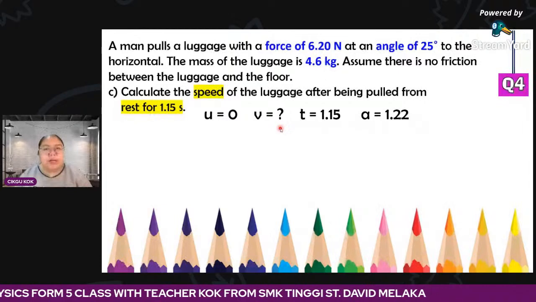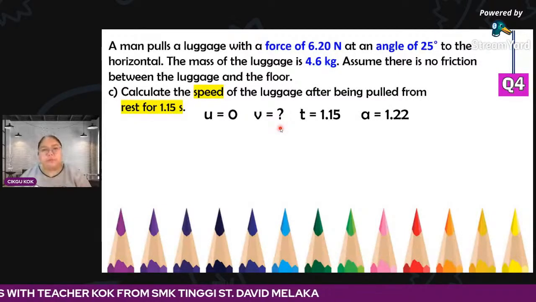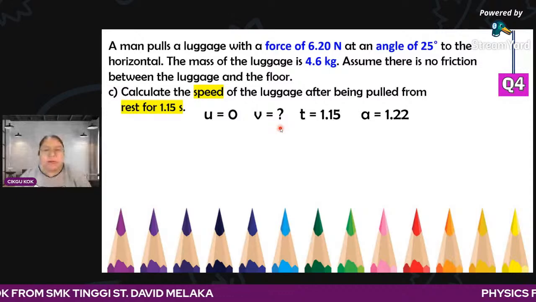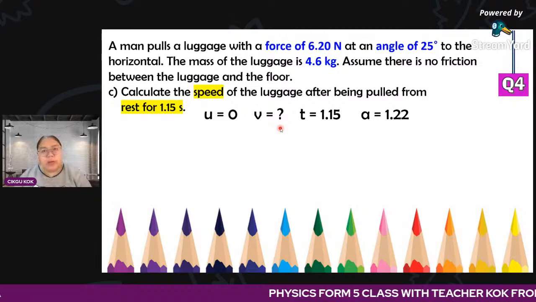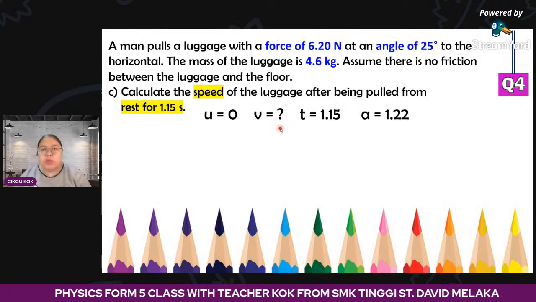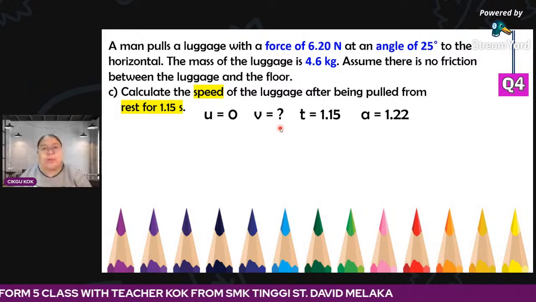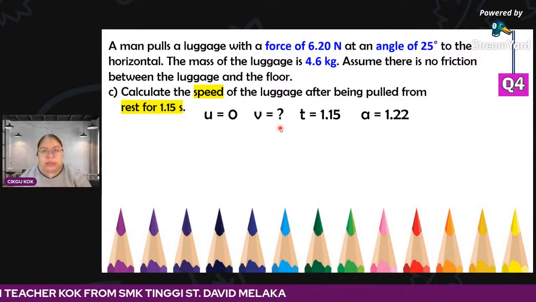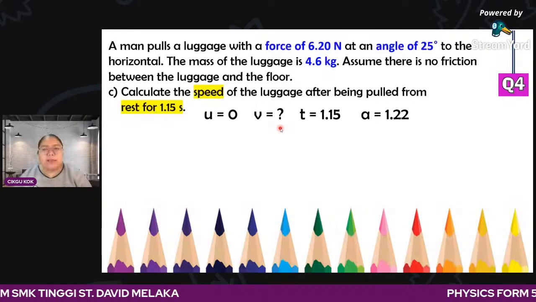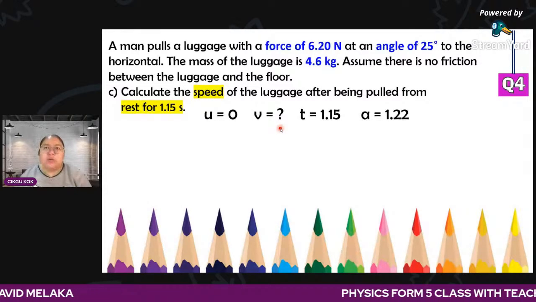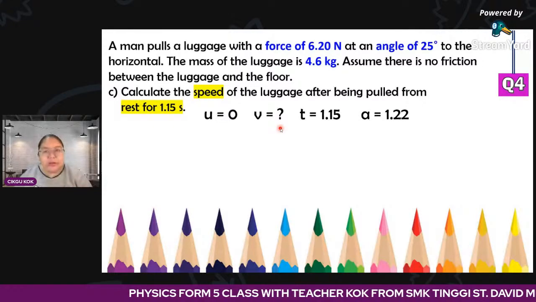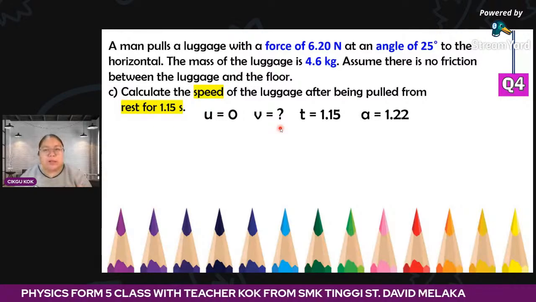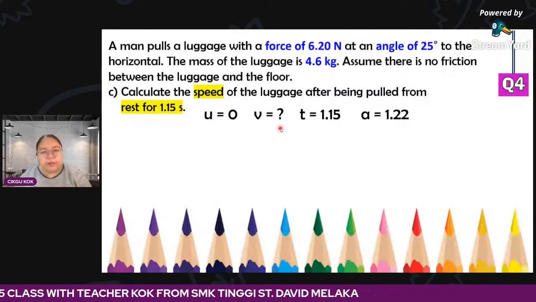Which equation can you use to find V? We have four equations, you learned them already. Remember? V equal U plus AT. Second one is S equal V plus U divided by 2 multiplied by T. Okay, third equation is S equal UT plus half AT square. And the last one is V square equal U square plus 2AS. Those are the four equations.